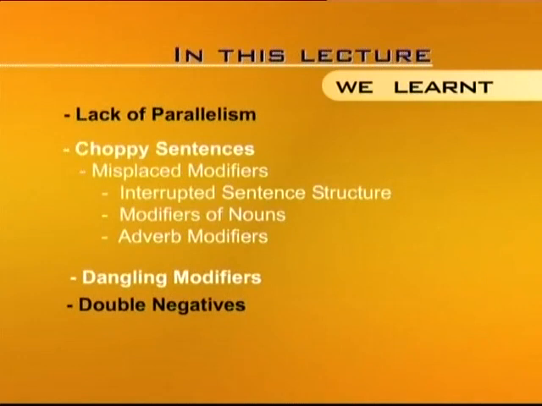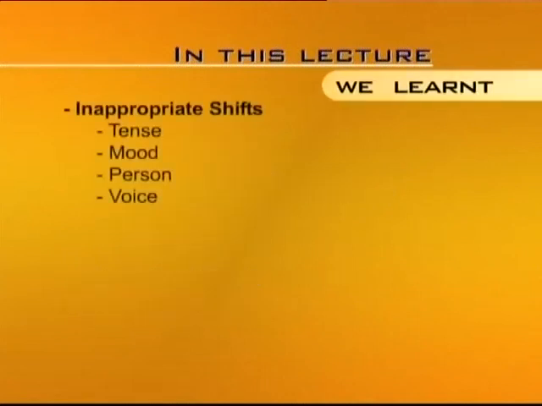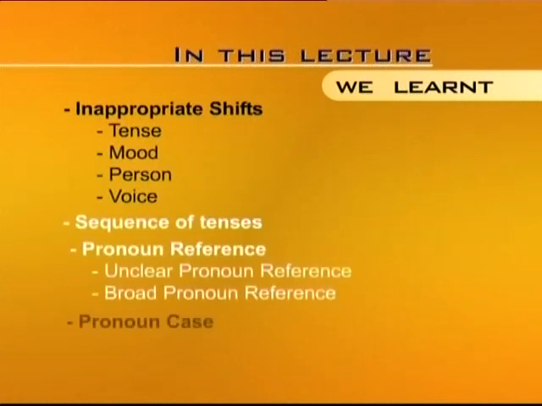We also looked at how to avoid the use of double negatives, because two negatives or a double negative in a sentence actually leads to a positive meaning. We looked at inappropriate shifts in tense, mood, person and voice, and also we looked at the sequence of tenses and how to make sure that we will actually talk about the tenses at the same time in which they occur. We also looked at pronoun reference and how the incorrect use of pronouns can lead to unclear sentences.